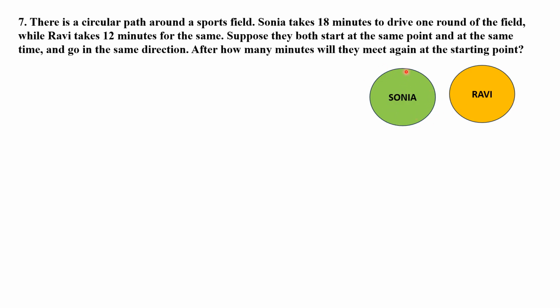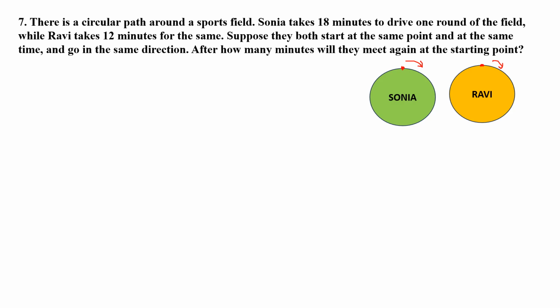Now both have to take a round of the field. Sonia takes 18 minutes. Both are in the same sports field. Sonia takes 18 minutes to drive one round of the field and Ravi takes 12 minutes. It means Ravi is faster, isn't it? If both start at the same point and at the same time and go in the same direction, after how many minutes will they meet together? So if I assume the starting point for Sonia is here, and the starting point of Ravi is here, and they are both going in this direction, isn't it?